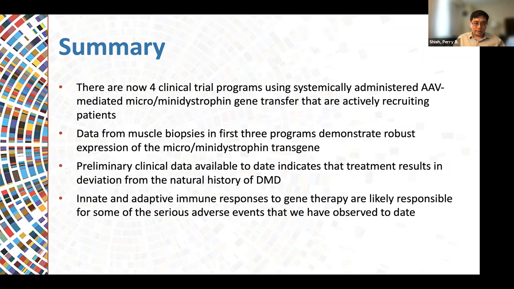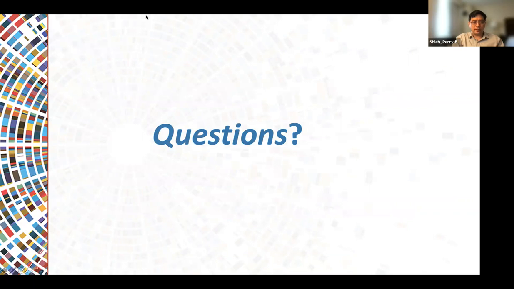And so I think we're very cautious, but cautiously optimistic about gene therapy in general, and certainly gene therapy for Duchenne muscular dystrophy. And with that, that concludes my talk.